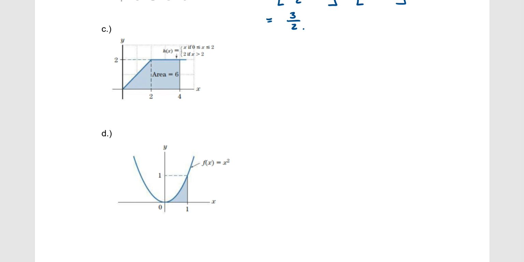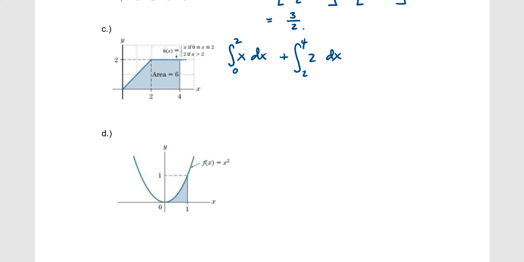Next one, for C, we have another trapezoid region, and we said that the area of this whole entire shaded region is 6. Let's go ahead and verify that. So it's going to be the integral from 0 to 4, but we have two different functions over this interval. The first function is from 0 to 2, and that function is x. And then our next function is from 2 to 4. So that's going to be adding the integral from 2 to 4. And this function is 2.